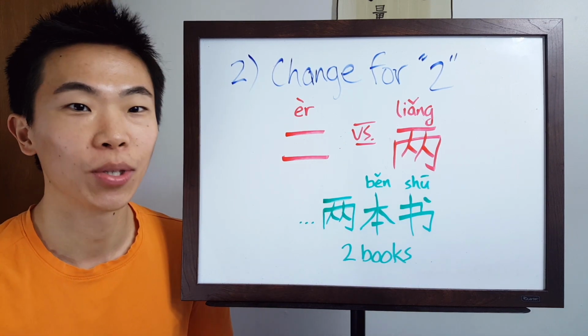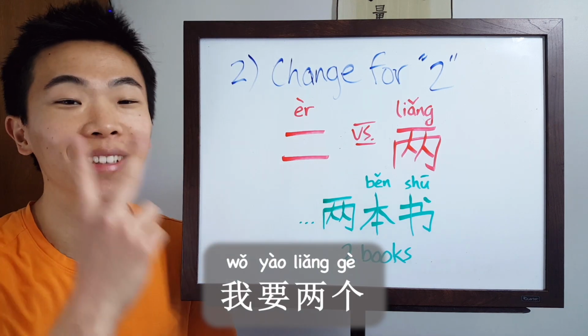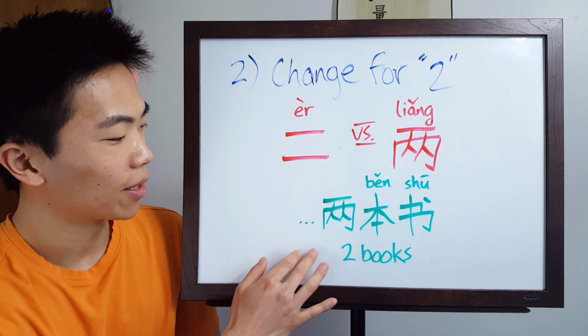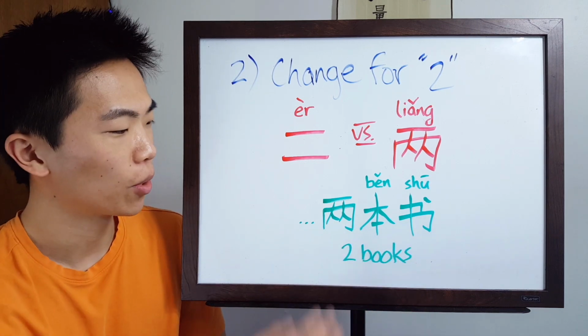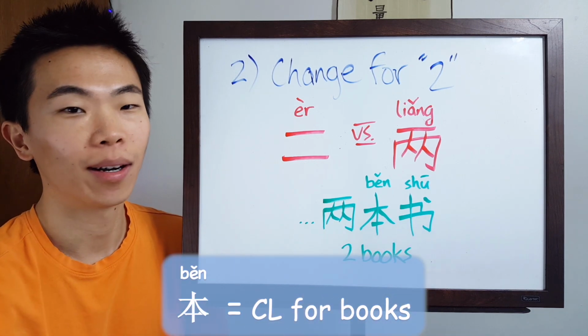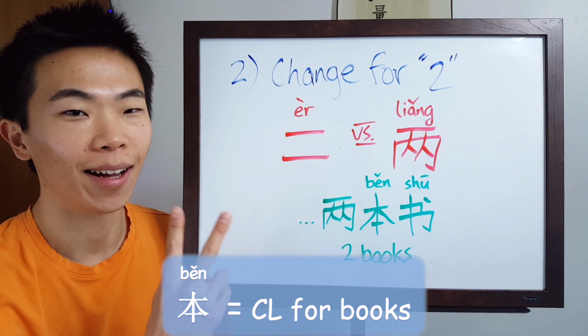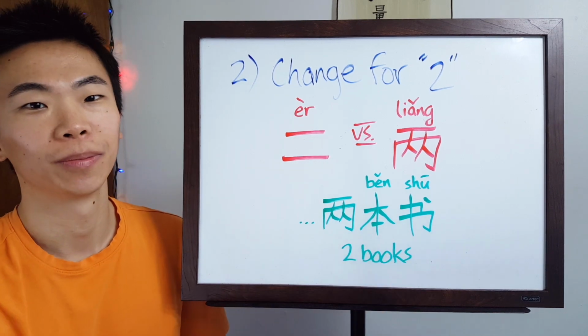If you want to say give me 2, 我要2个, or 我要2个. And another example, 2本书 means 2 books. So don't say 2本书 or 2个. It's 两个, 2本书. Now let's talk about how to go about learning all these classifiers.